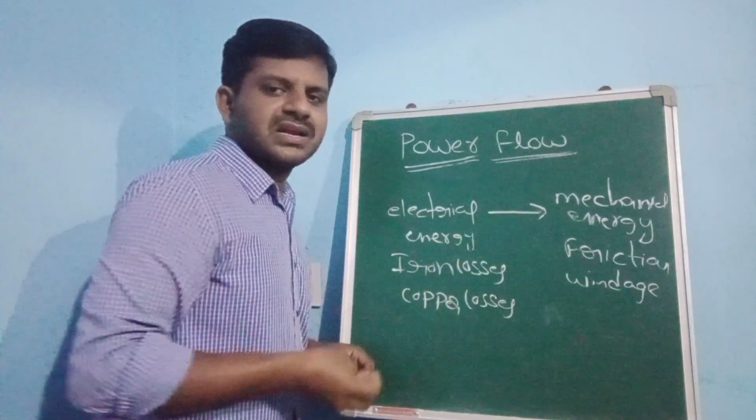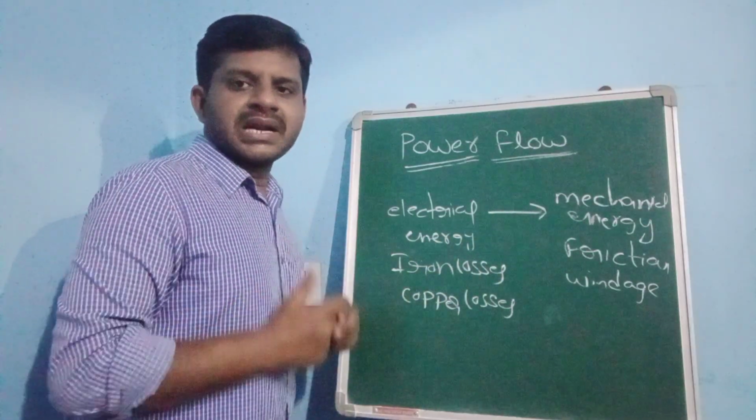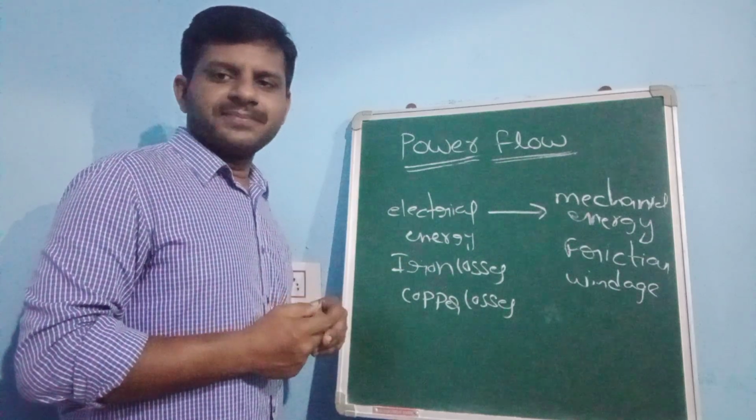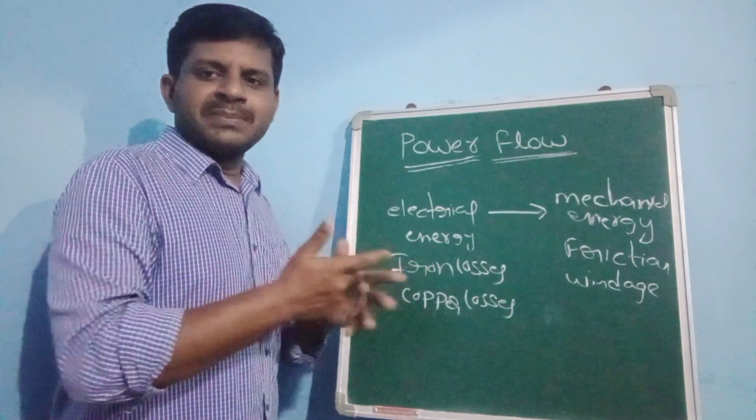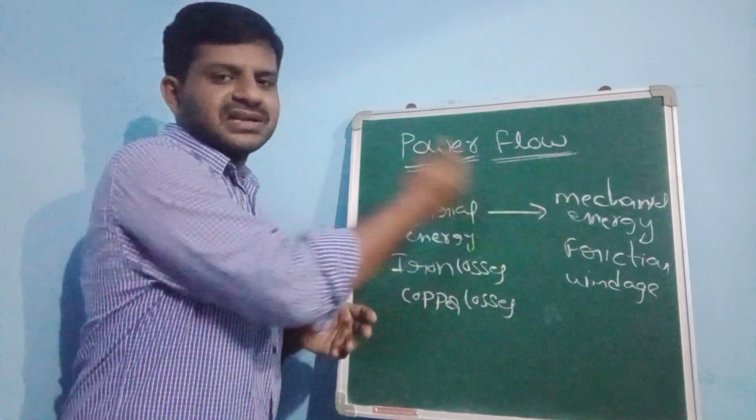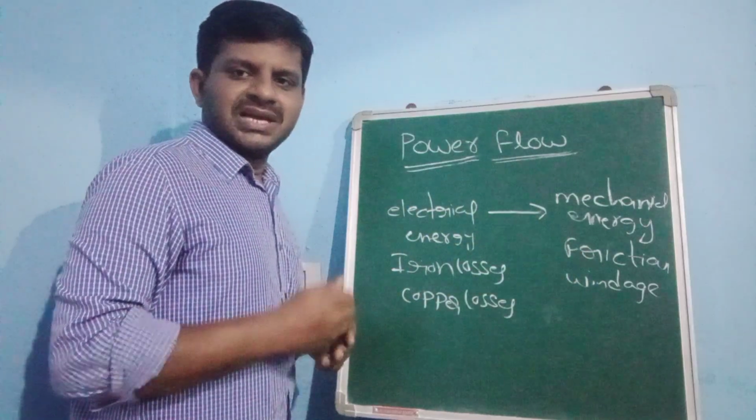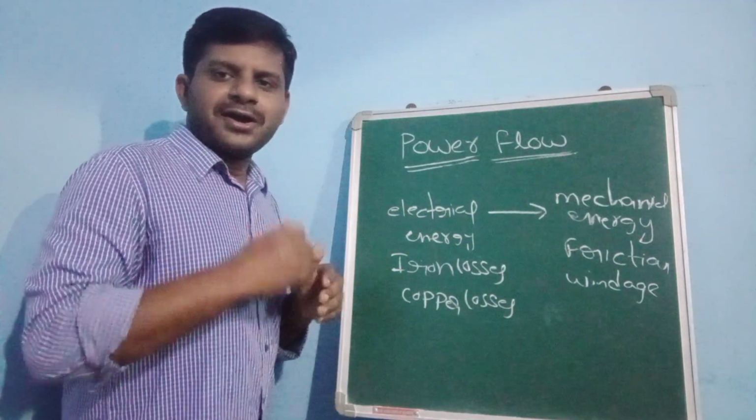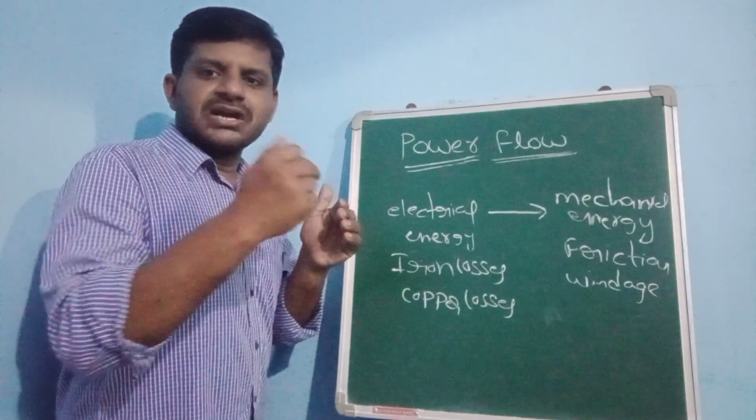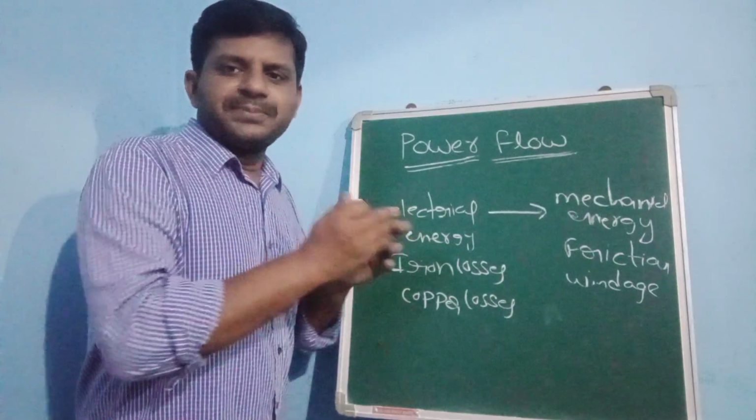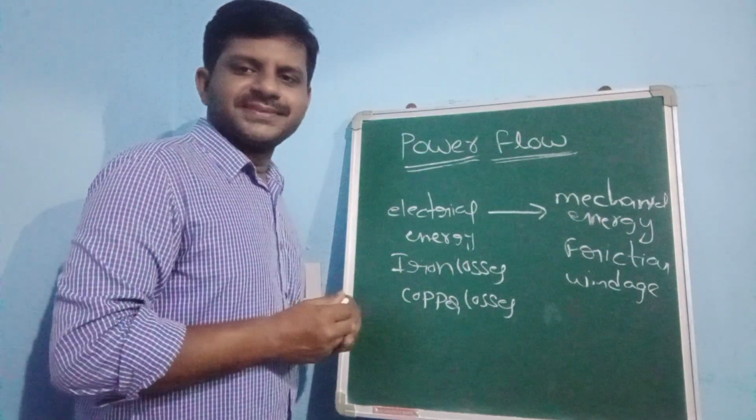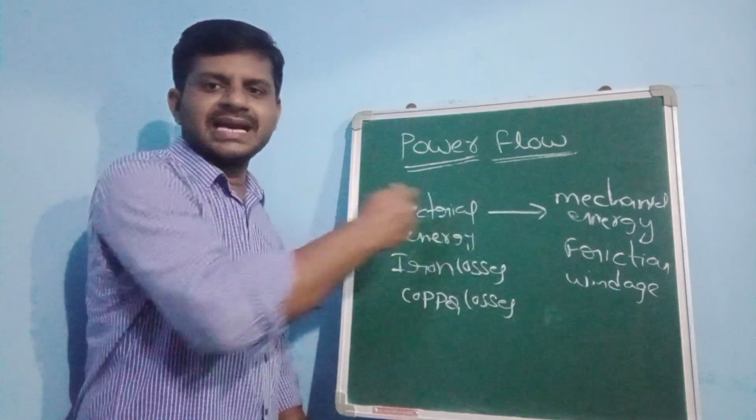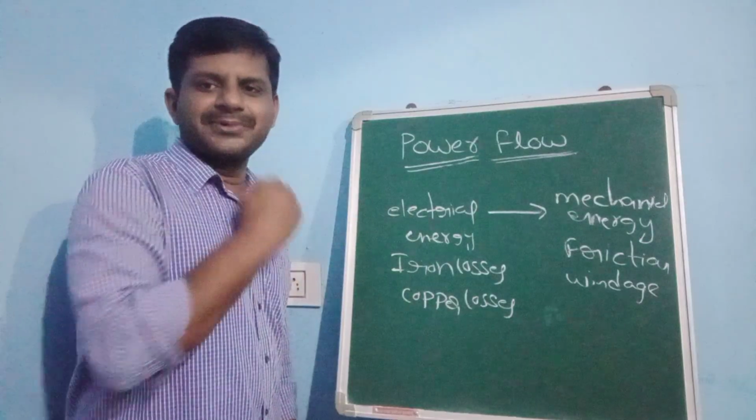Coming to friction losses, these losses generally exist if the rotor does not have proper lubrication, then automatically there may be a chance of friction losses occurring. Coming to windage losses, if wind exists or influences opposite to the direction of rotation of the rotor, then automatically the speed of the rotor will decrease. So that is given as windage losses. So this is the basic power flow diagram of a DC motor.